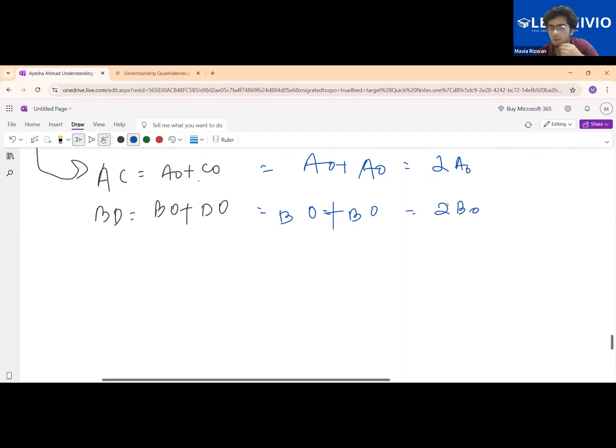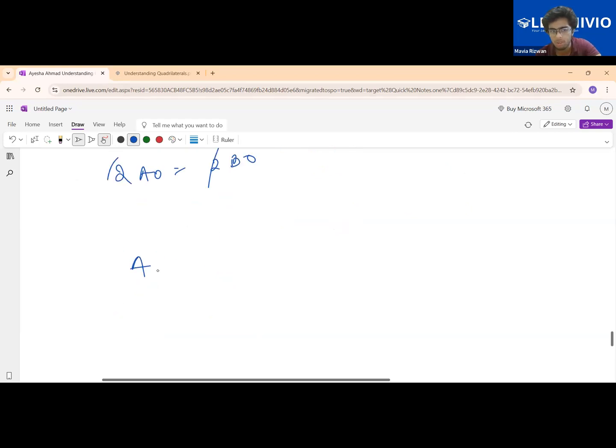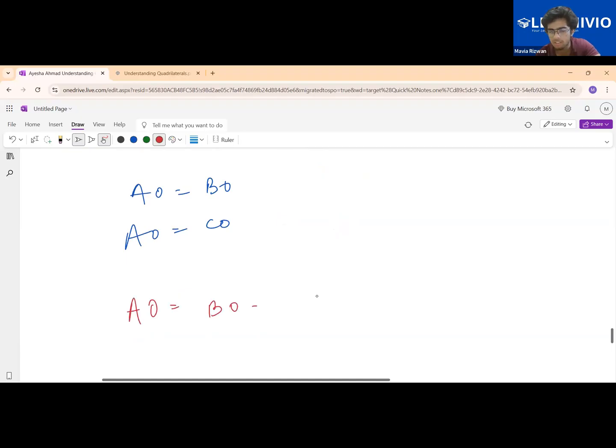So now, instead of AC, I'm going to write 2AO, and instead of BD, I'm going to write 2BO, since AC was equal to BD. Now 2 and 2 would cancel each other. So AO is equal to BO, and AO was also equal to CO. Therefore all three are equal, that is AO is equal to BO is equal to CO. And this is what we needed to prove. So hence proved.